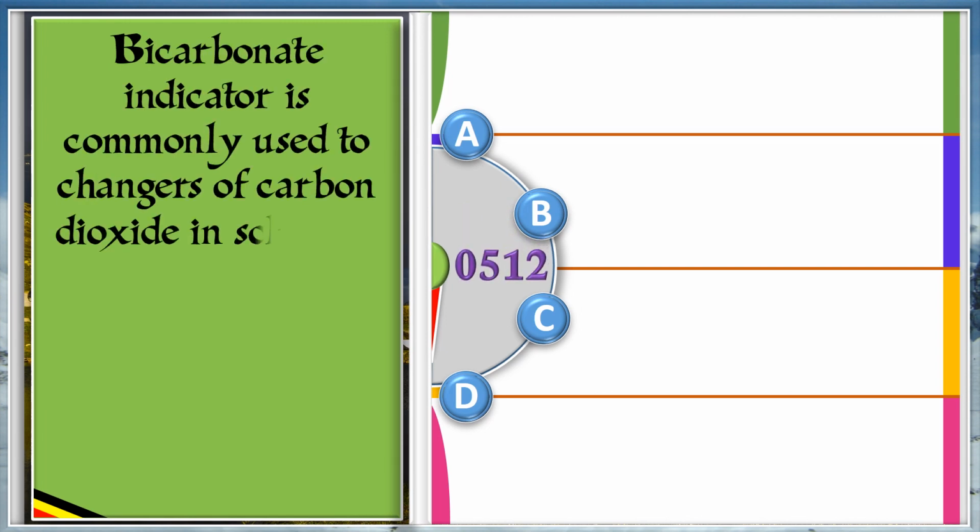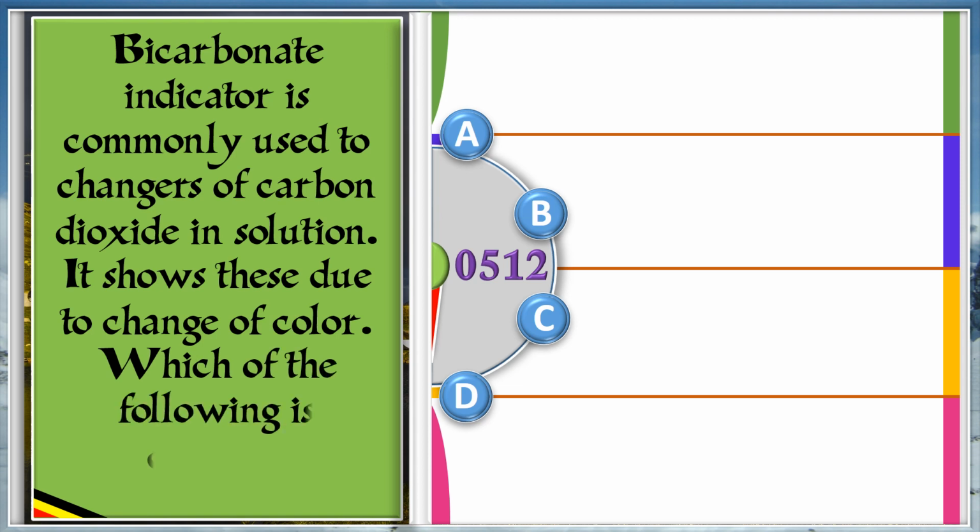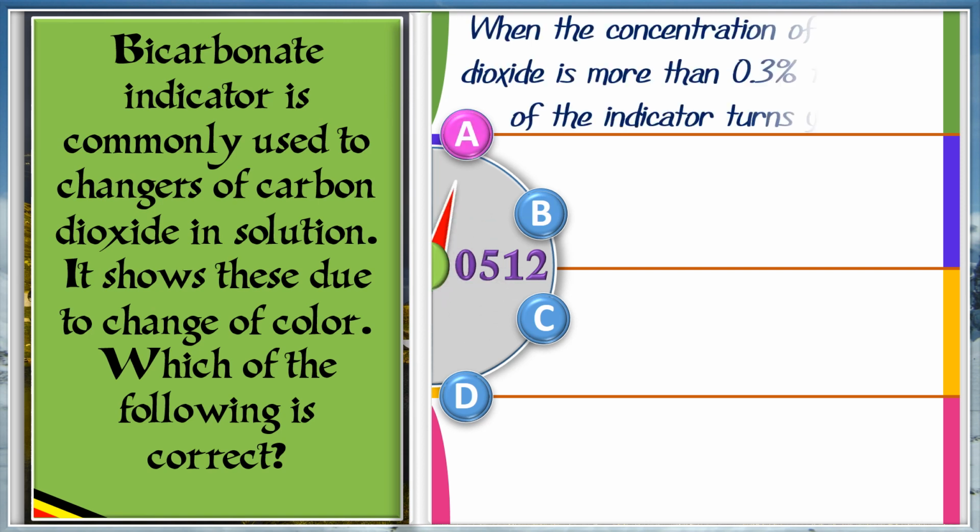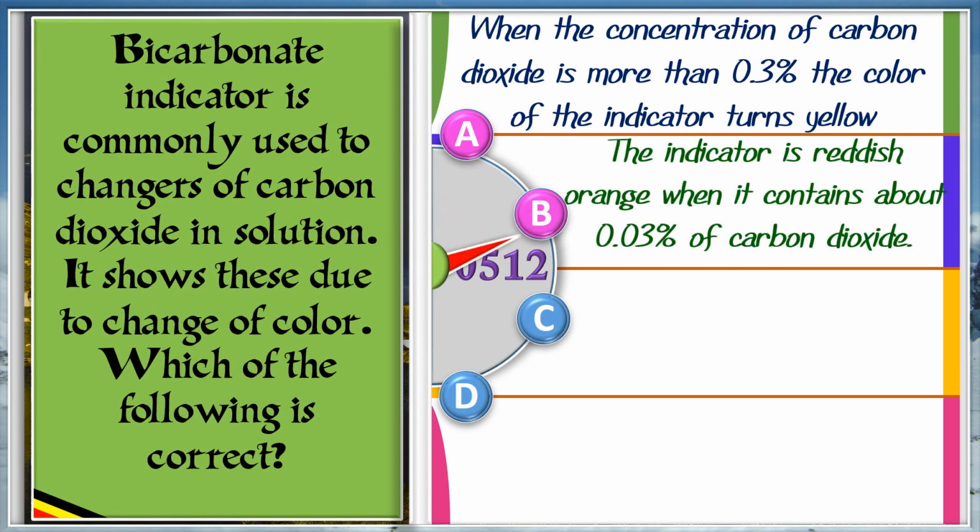Bicarbonate indicator is commonly used to detect changes of carbon dioxide in solution. It shows this due to change of color. Which of the following is correct? A. When the concentration of carbon dioxide is more than 0.3%, the color of the indicator turns yellow. B. The indicator is reddish orange when it contains about 0.03% carbon dioxide.